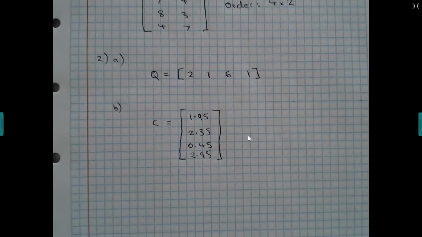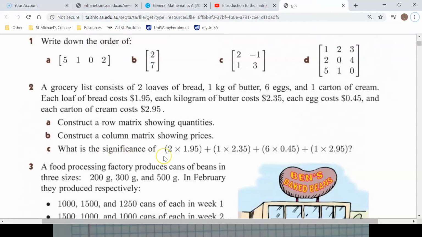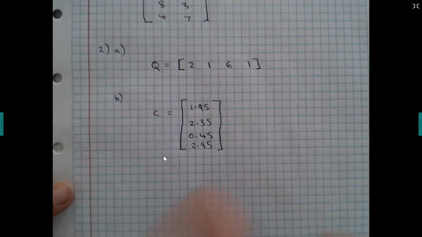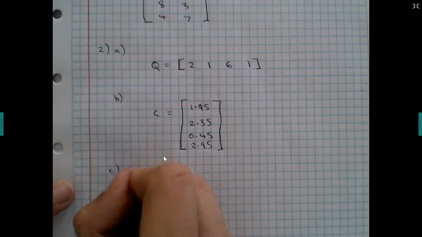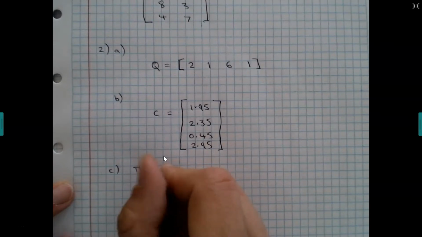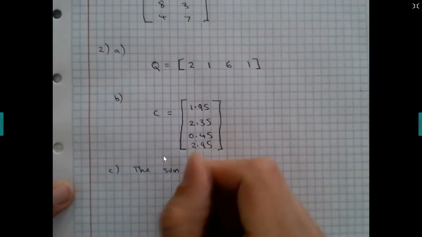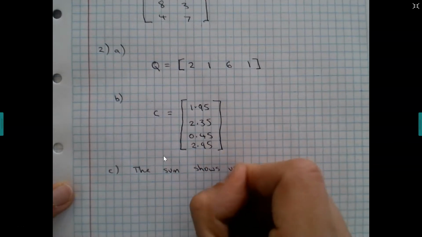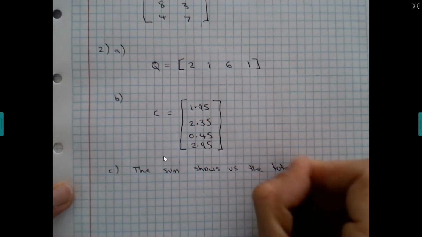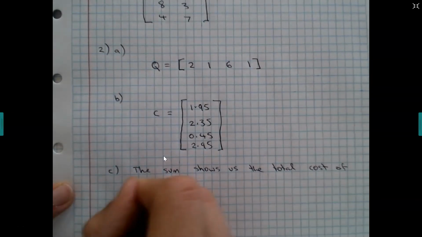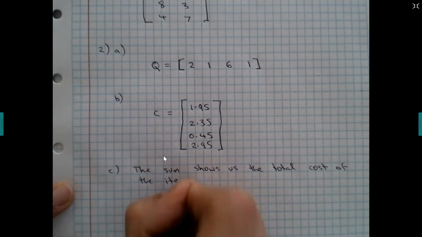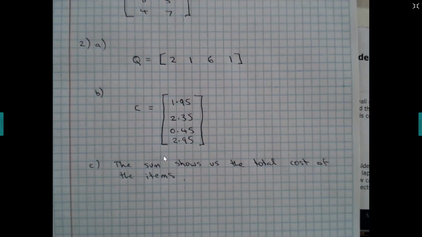Now, what relation does that have to a matrix? Because eventually when we learn to multiply matrices by each other, that type of thing comes out from this. So if you were to answer their question, what's the significance of it? Basically, the sum shows us the total cost of the items. Alright, we'll leave that there.